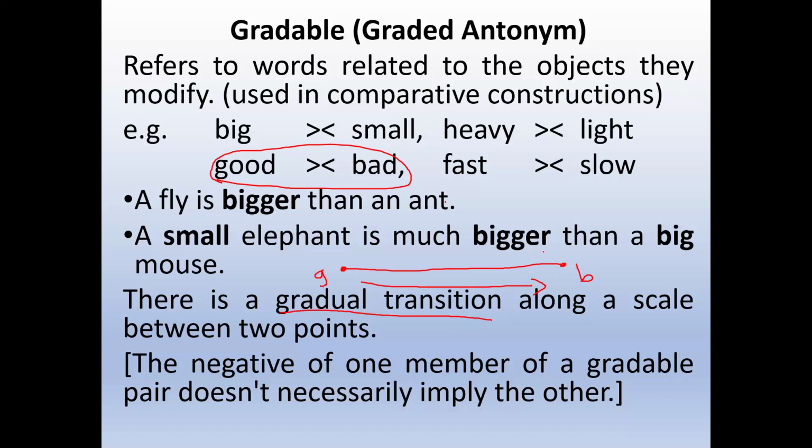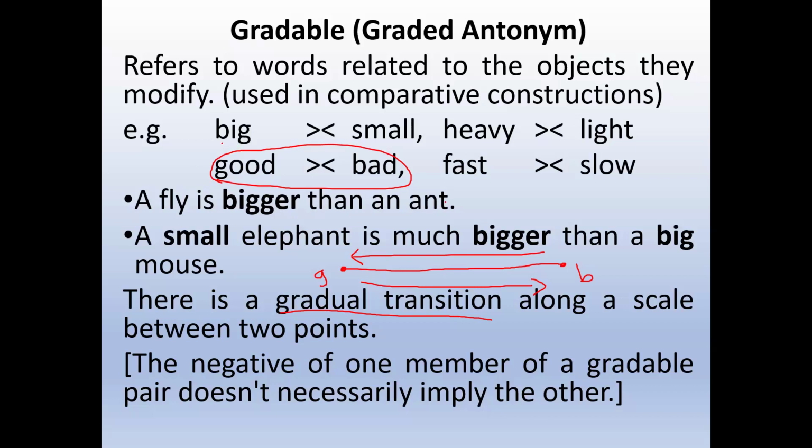Similarly, vice versa. Something or somebody that has been bad can become good also, which means there is a gradual transition, a gradual change from one point to the other point between these two gradable antonyms. At one point, we have one antonym, the one word. At the other point, we have the other antonym word. So something that is good can become bad, or something that is bad can become good. That is what you mean by gradual transition. You can understand that with the other examples also.